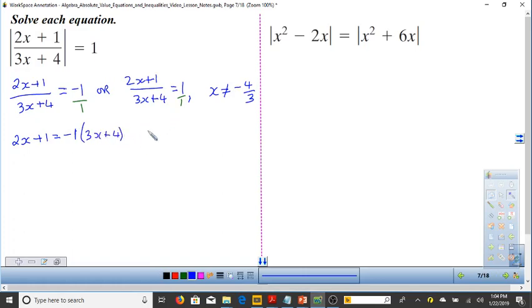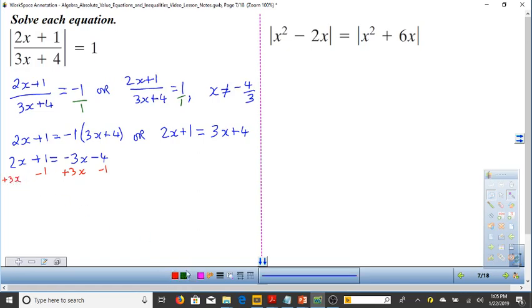And over here, we have 2x plus 1 is equal to 1 times 3x plus 4. So that works out to be nice. We distribute the negative on the left side equation. We get -3x minus 4, and we'll just solve that equation. We'll add 3x to both sides, and we will subtract 1 from both sides.